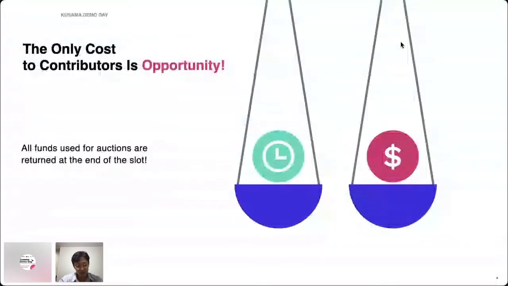So on the surface, right, the only cost to contributors is opportunity cost, right? It's basically the opportunity cost in Kusama in 6-week lease period intervals up to 48 weeks to put their money in. And then at the end of the auction time cycle or the lease time cycle, all funds that are used for auctions are going to be returned at the end of the slot. So that's really good.